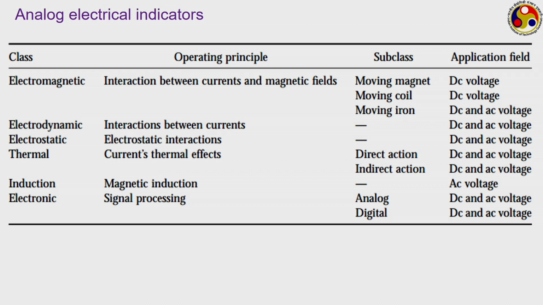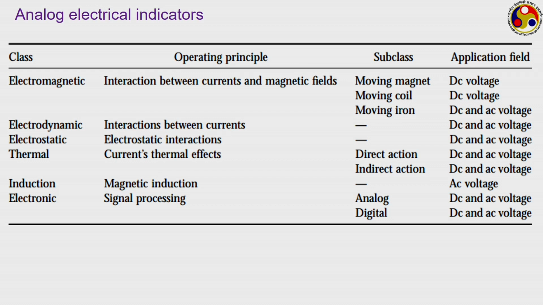So, there are generally 6 different categories of electrical indicators that we can get. Electromagnetic, which refers to the interaction between electric current and a magnetic field. There we can have several subclasses, like a moving magnet type, a moving coil type, or a moving iron type. Then electrodynamic, which talks about interaction between currents only, no magnetic field involved. We can have electrostatic as well, where it is electrostatic interaction.